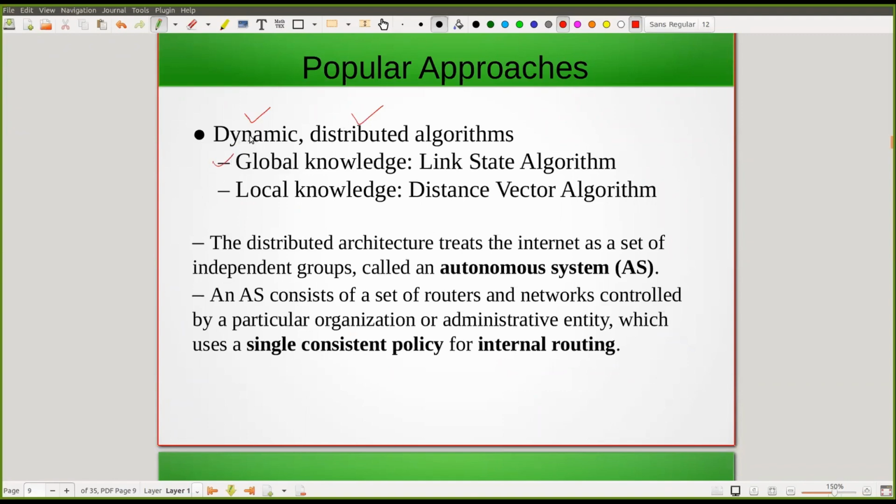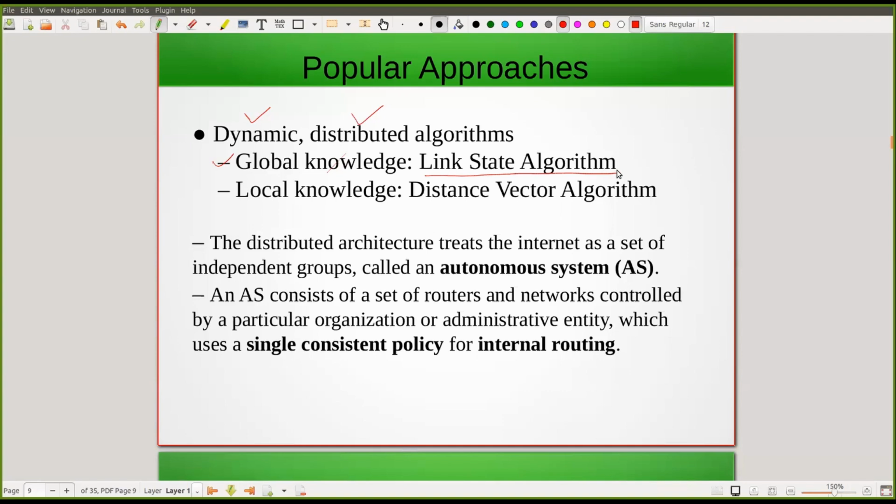That means dynamic, distributed, global, and that routing algorithm is called a link state routing algorithm. The routing algorithm that follows a dynamic approach, distributed approach, and the global knowledge to build the routing table, that kind of algorithm is called a link state routing algorithm.